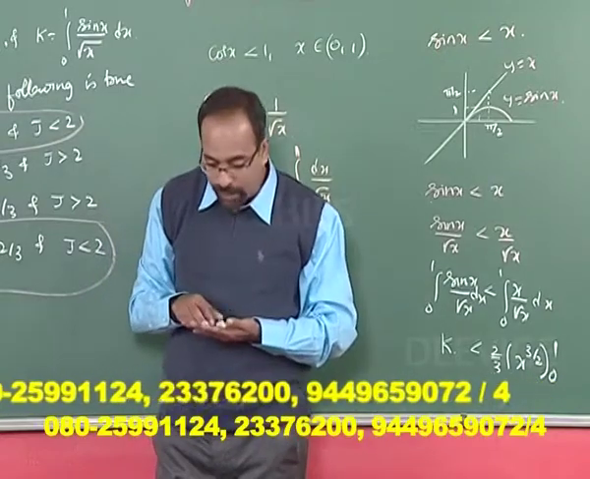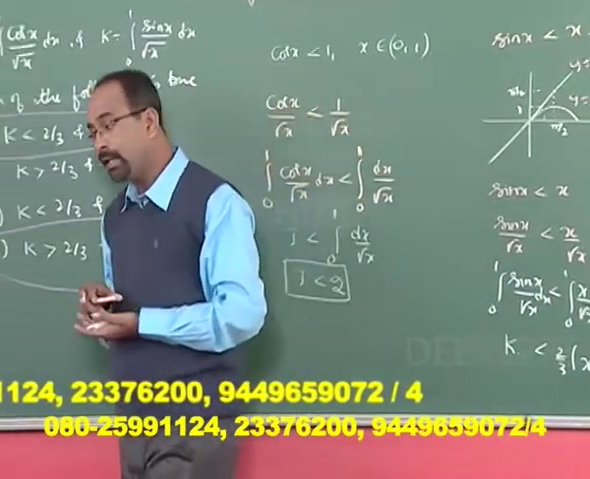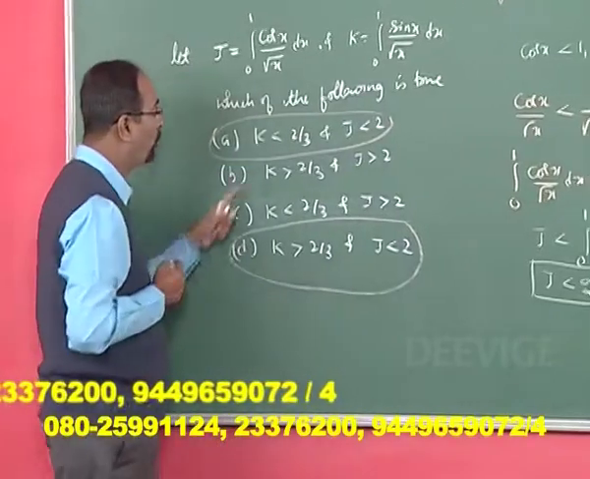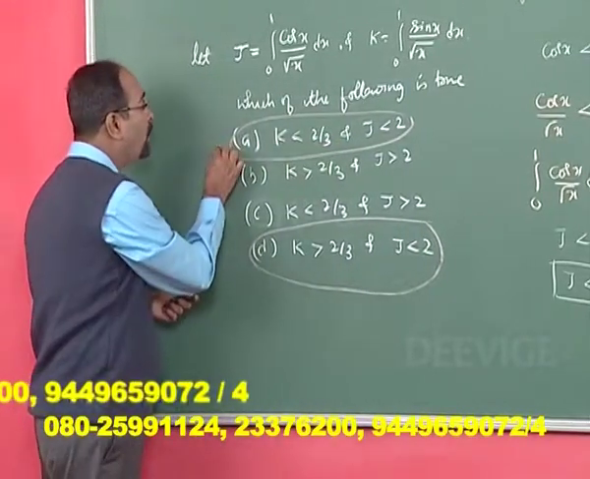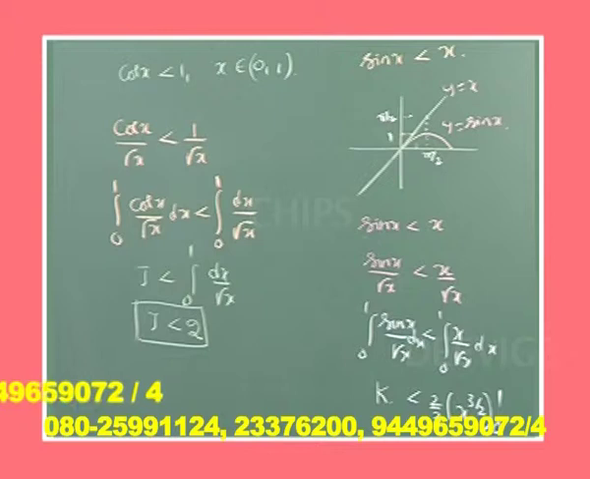k is less than 2 by 3 and j is less than 2. Option A is correct.